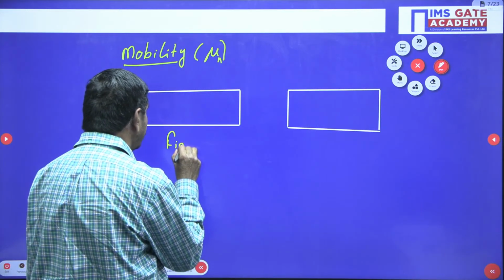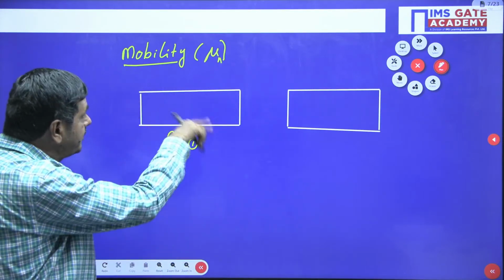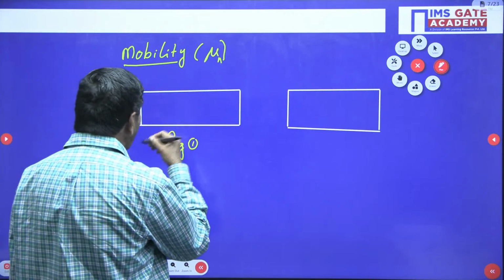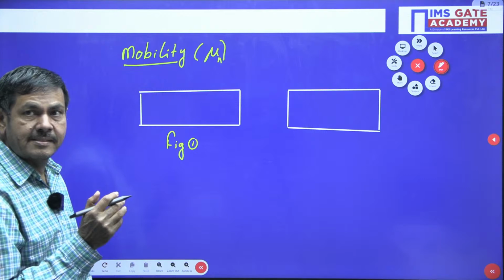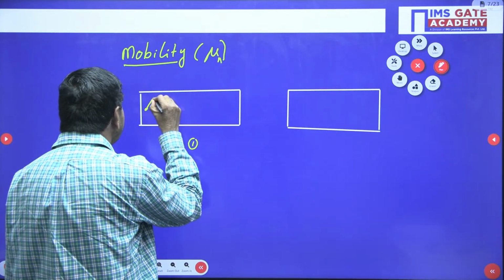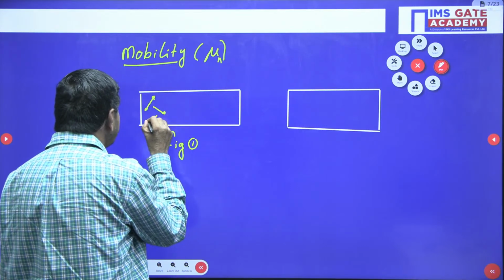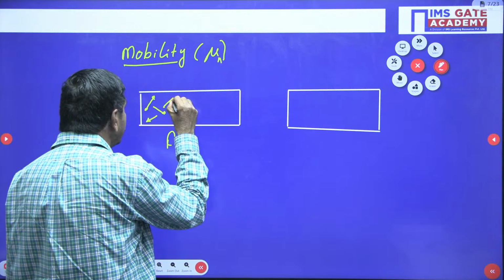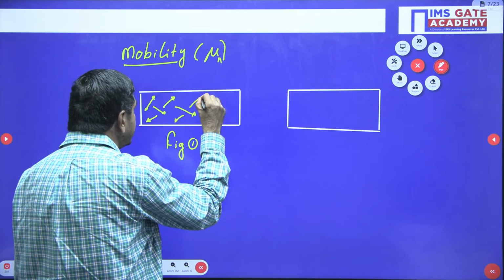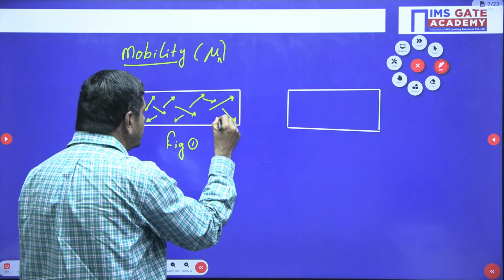This is figure 1. In figure 1, I didn't connect any external supply. This is the conductor, but how the electrons move in the conductor, you can find. The electrons will move in an irregular, zigzag path. Any side they are going to move irregularly.